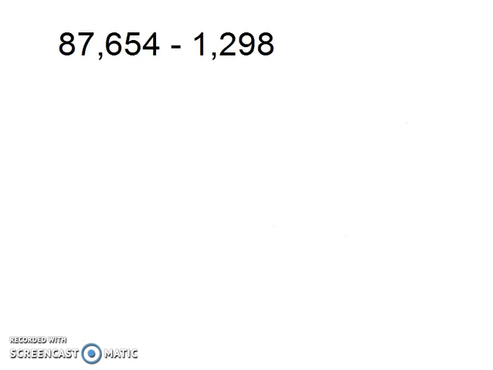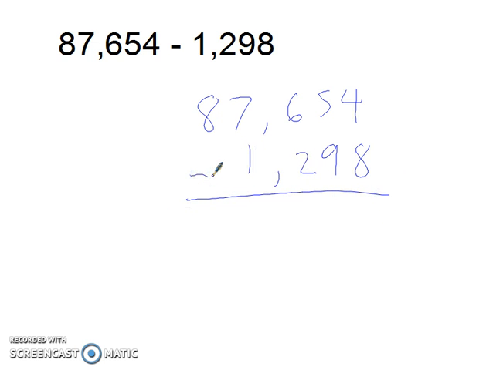Stop the video when you try this one out. Okay, big number on top, 87,654. Line up my ones. There's an 8, a 9, a 2, and a 1 is in the thousands place. And I just start subtracting with the ones.